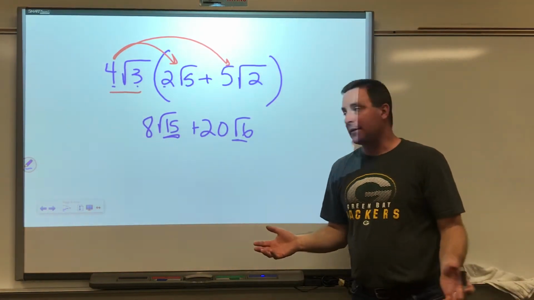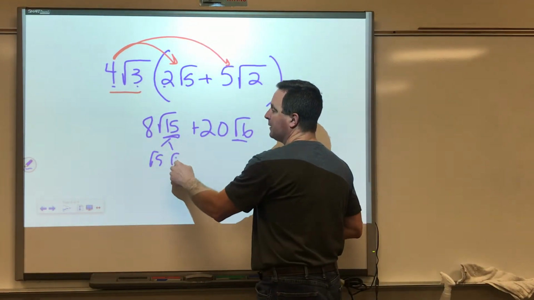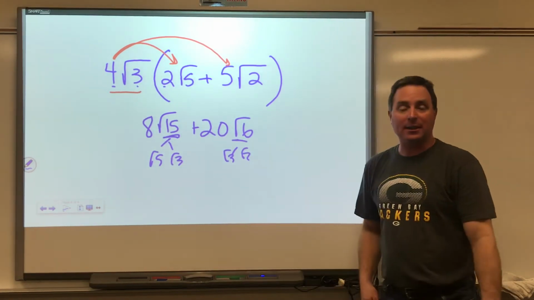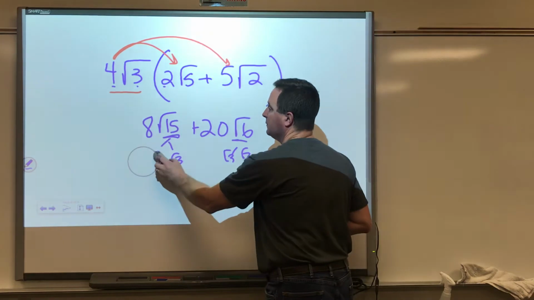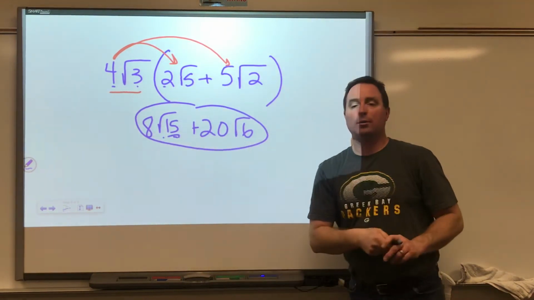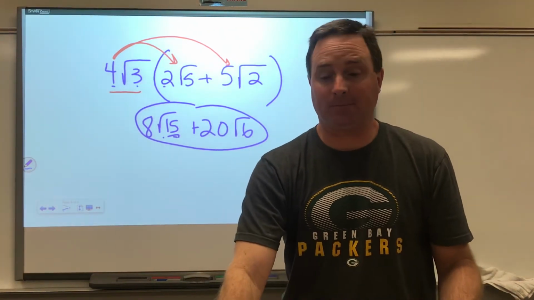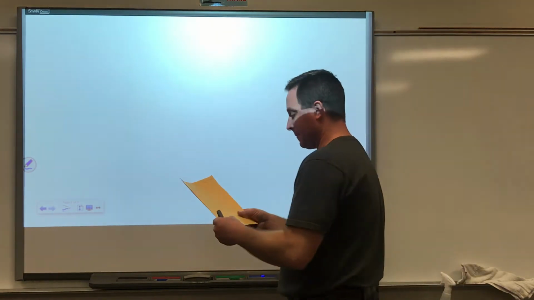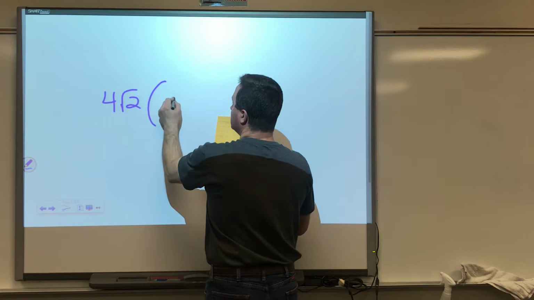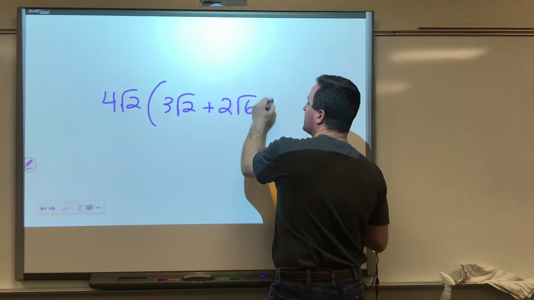And as we also saw in the previous lesson, sometimes we can simplify these. The only thing I can do here is 5 and 3, and that's 3 and 2, and doesn't get us anywhere. Okay, so this particular one, that's the end of the road right there. 8 square roots of 15 plus 20 square roots of 6. Okay, but the idea is the same with distributing. Okay, we're going to practice just a couple other ones of these. 4 square roots of 2 times 3 square roots of 2 plus 2 square roots of 6. How about this one?